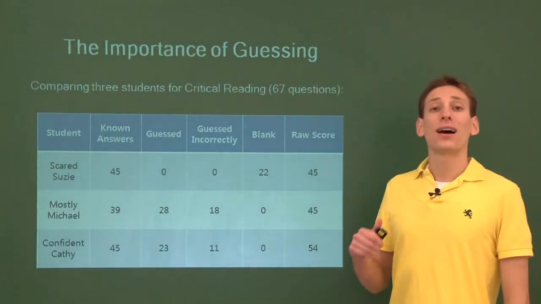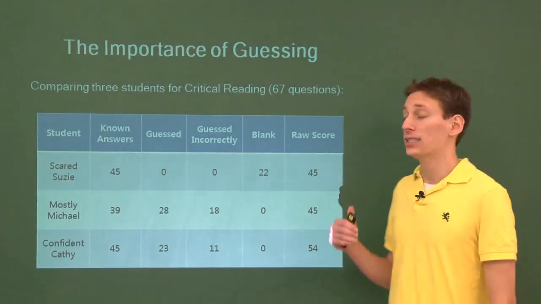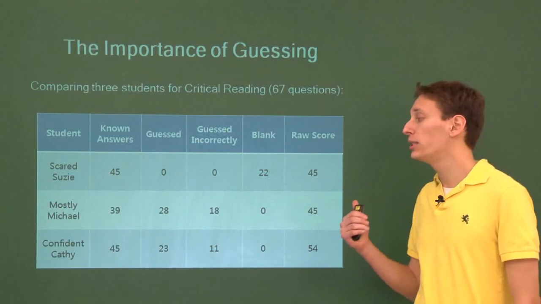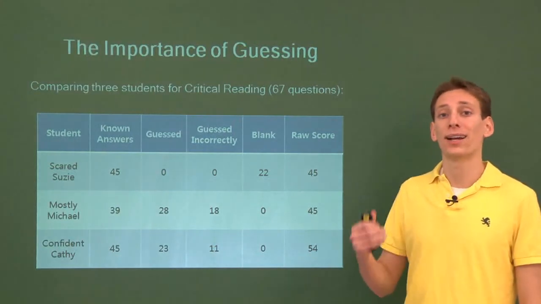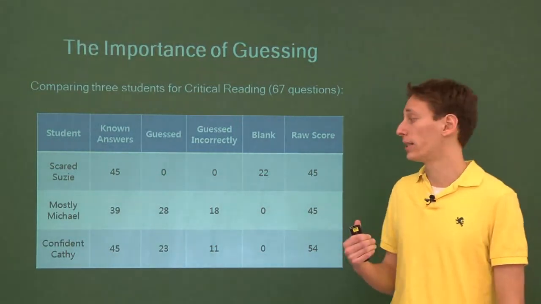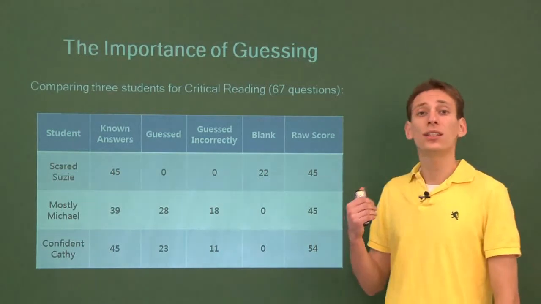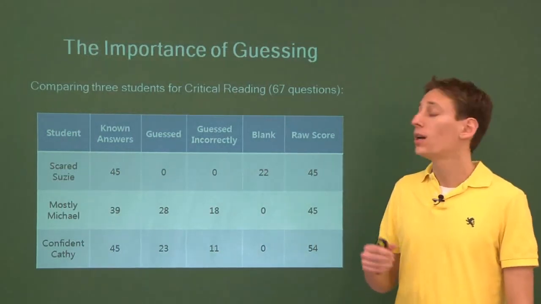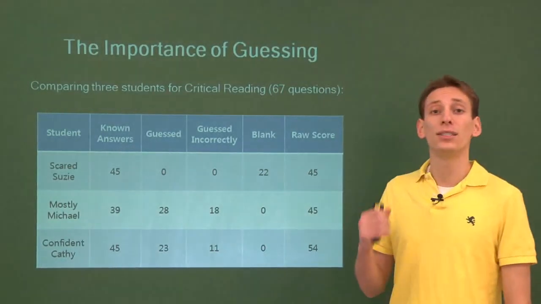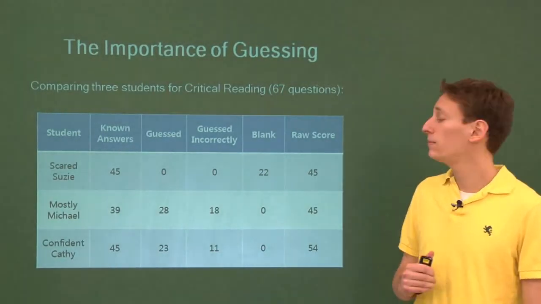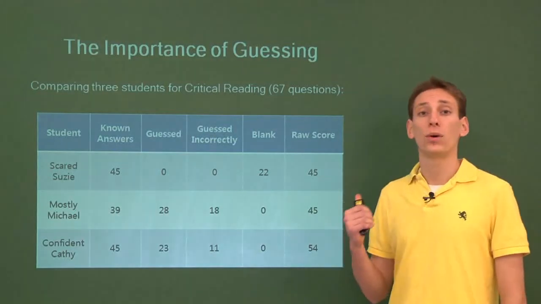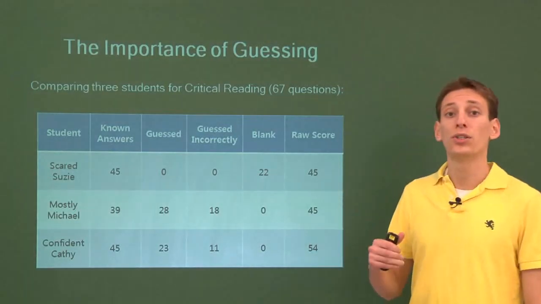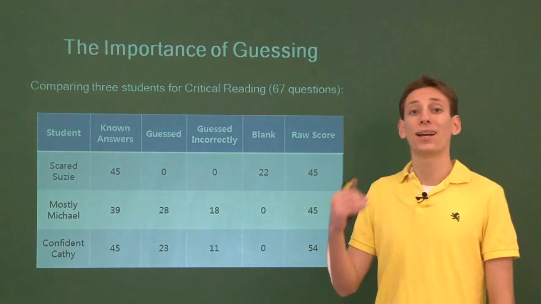All right, let's take a look at how this would work on an actual SAT. There are 67 questions for the critical reading sections, and let's see how Susie, Michael, and Kathy would do if we actually applied their techniques to a real test. So Susie, say she's going to know about 45 questions of the 67. That's pretty good, right? But Susie's scared, so that means she doesn't want to lose any points by guessing. So what she does is leave 22 questions blank. That means that her score is capped at 45. She can't lose any points, but she also can't pick up any points by guessing.